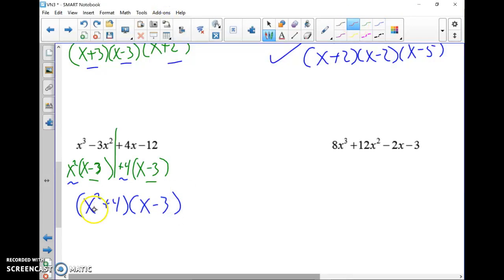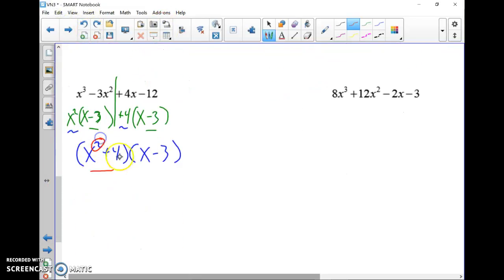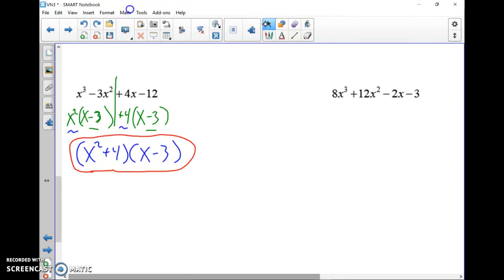Take a second look at the x squared plus 4. Can this be factored further? No. Now, the previous problem was x squared minus 4. That is a difference of two squares. Remember, difference of two squares has to be subtraction. Has to be a square number, even exponents, subtraction. So this one has the even exponent, has the square number 4, but the problem is it does not have subtraction. This would be a sum of two squares, which is not factorable. This is as far as it goes.